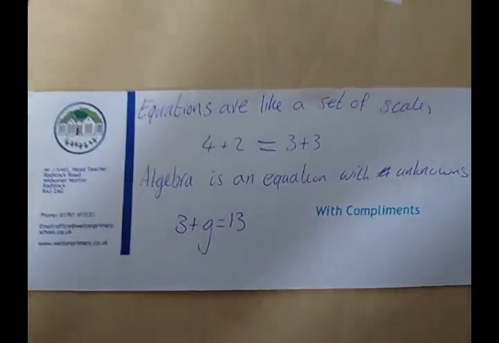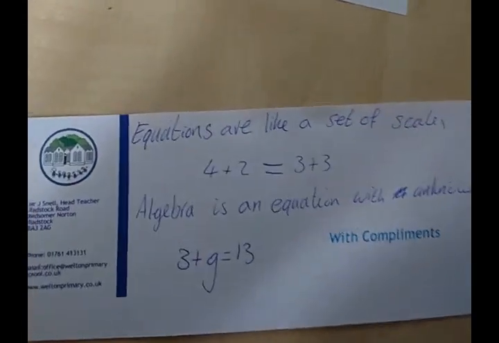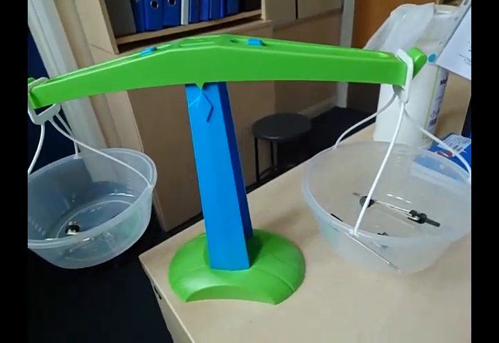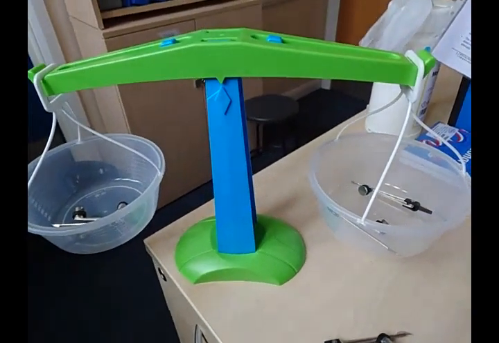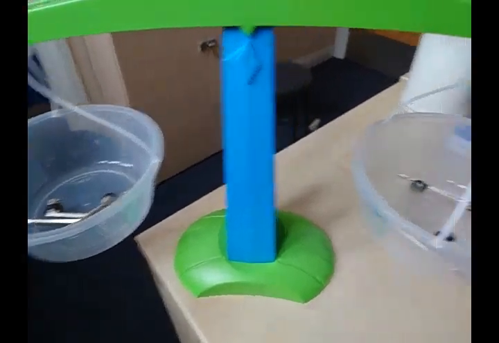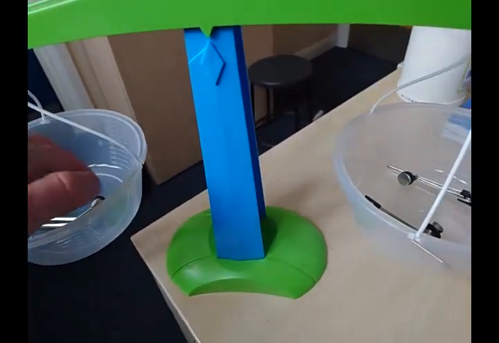So that's it, that's algebra. So just a quick review. Equations are like a set of scales. They're perfectly in balance. 4 plus 2 is exactly the same as 3 plus 3. If I changed either side of that, it would go unbalanced. So here I have 2 compasses there, and it's exactly the same weight as those 2 compasses there.